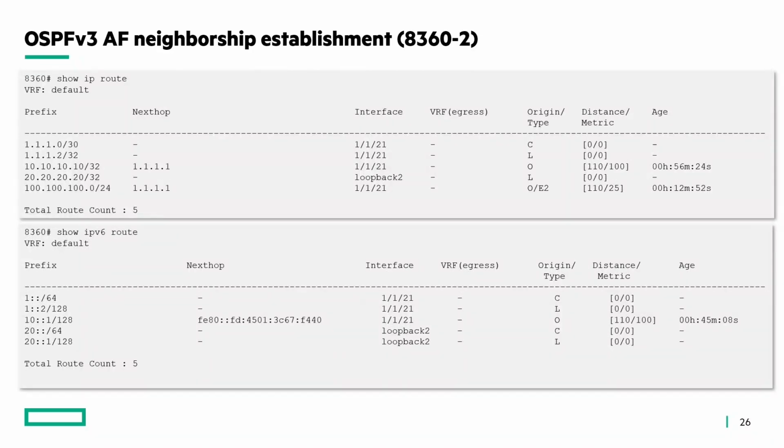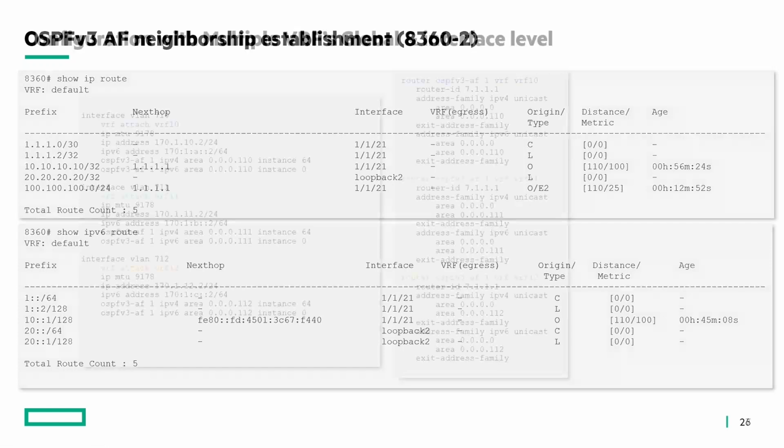So this is the OSPF neighborship establishment in my switch 2, that is 8362. And here also I do a show IP route and show IPv6 route. You can see the routes are learned over OSPF as well as my static route is learned over OSPF. I redistributed this route in my first switch, and I can see that here, as well as my show IPv6 route output as well, where IPv6 routes are learned over OSPFv3 AF.